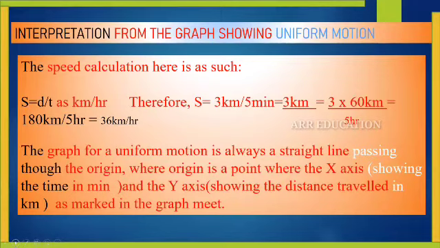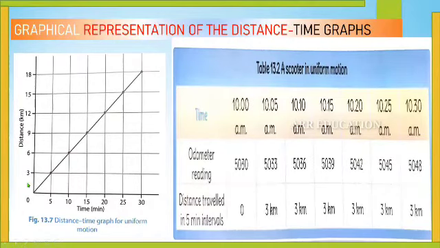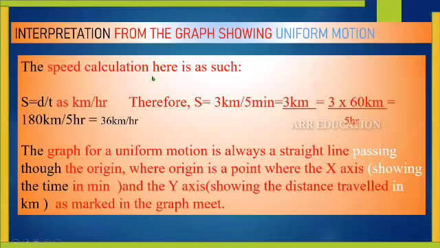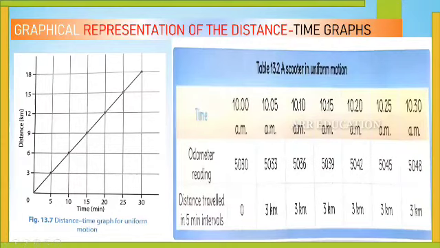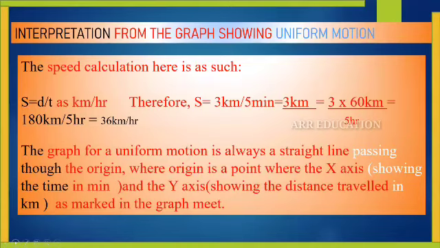So we need to calculate the speed of the object in kilometers per hour from the graph in the previous slide. See this graph, and we need to now solve this question. As this is a uniform motion, we need to use the formula I gave you for uniform motion. You can rewind the video to check that formula again. That formula is speed is equal to distance by time, and we need to express it in kilometers per hour.